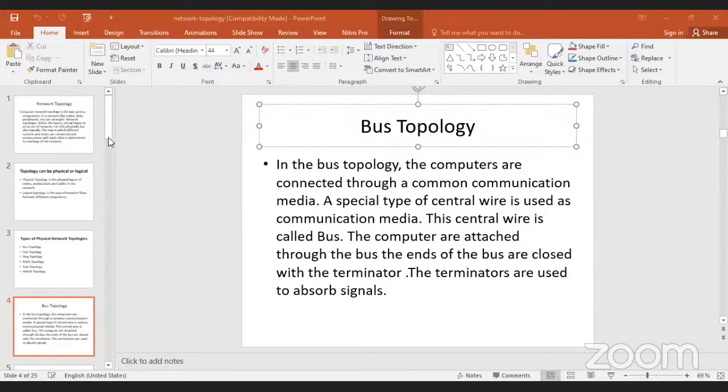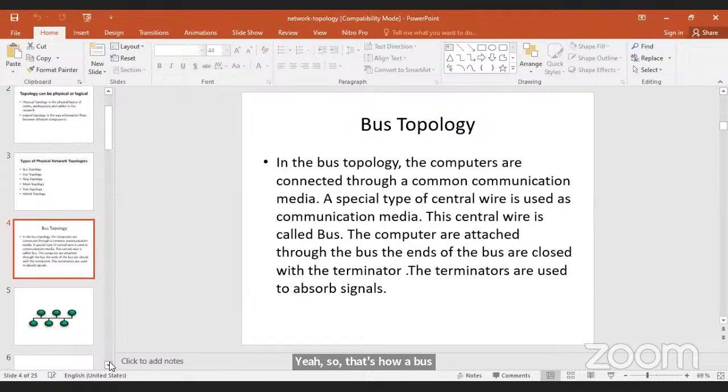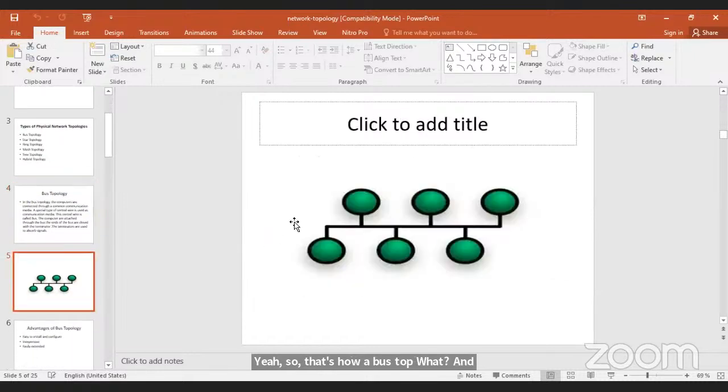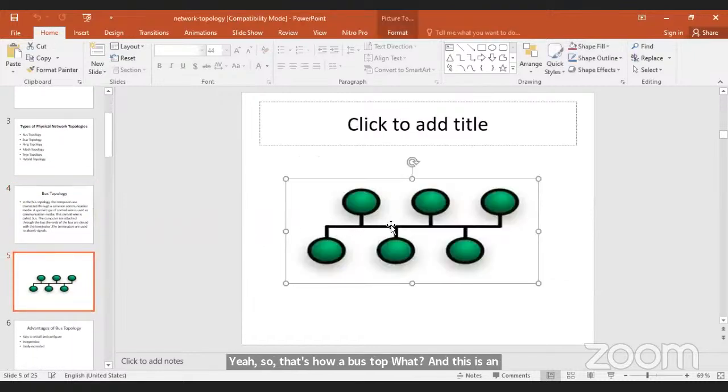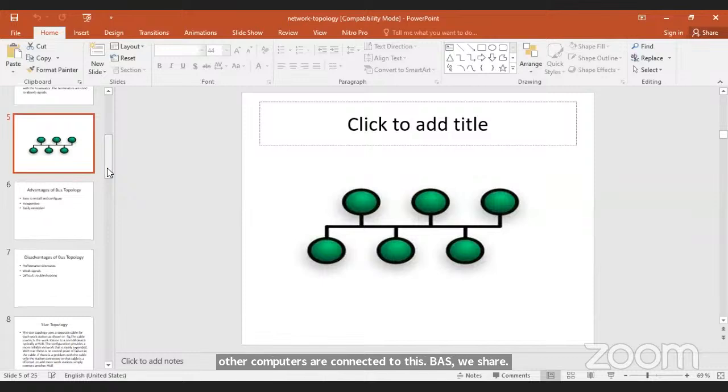Yeah, so that's how a bus topology works. And this is an example of a bus. So we have this one cable that runs through, and all other computers are connected to this bus to share the network or to share resources.